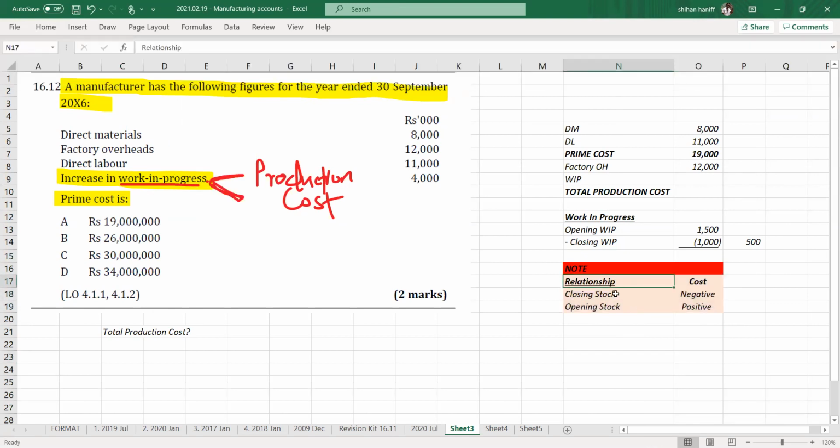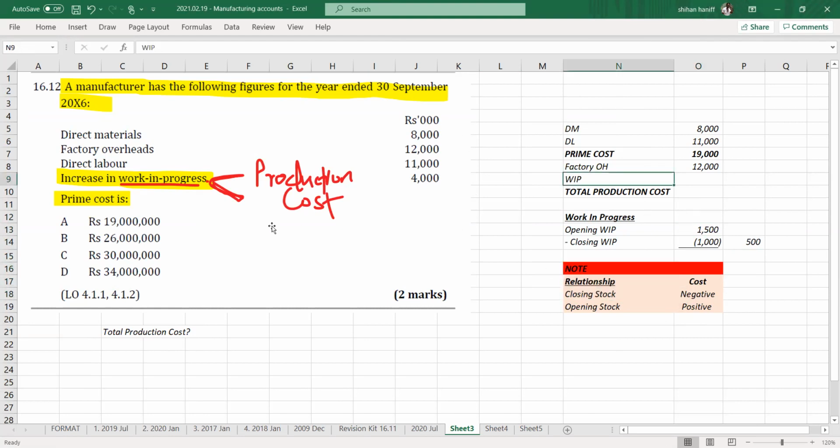Relationship between closing stock and the cost, opening stock and the cost. See, if the opening stock increases, then cost will increase. If the opening stock decreases, cost will decrease. Is it clear? Any doubts?